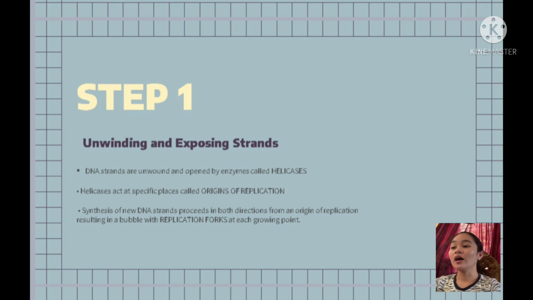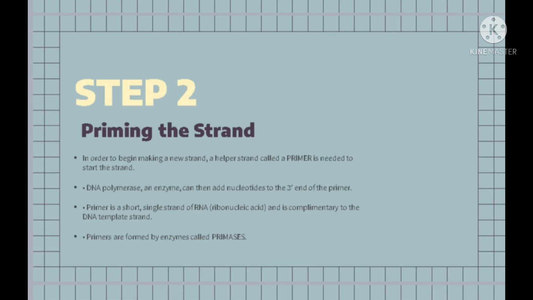Step 1. Unwinding and exposing strands. Synthesis of new DNA strands proceeds in both directions from an origin of replication, resulting in a bubble with replication forks at each growing point. DNA strands are unwound and opened by enzymes called helicases. Helicases act at specific places called origins of replication.